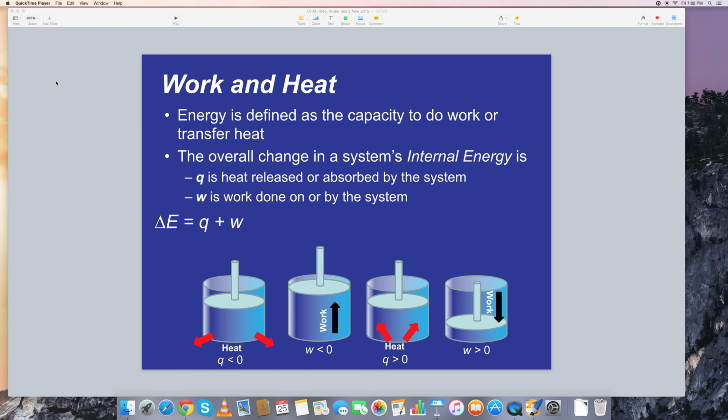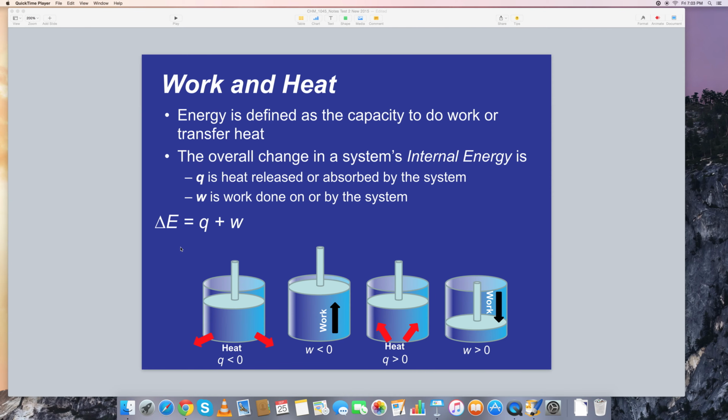This video tutorial is about work and heat. Energy is defined as the capacity to do work or to transfer heat. Internal energy of a system will be measured by heat plus work. Q is heat, W is work. Delta E is internal energy of the system.